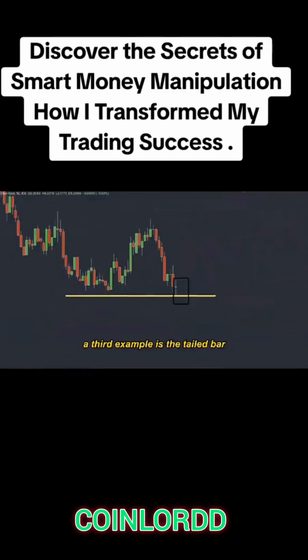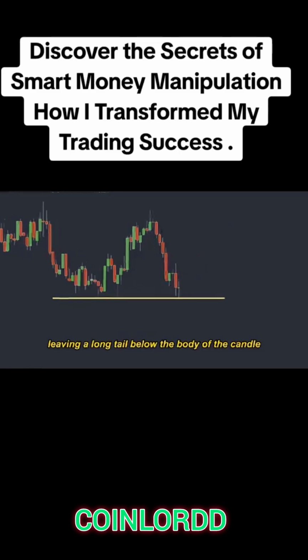Our third example is the tailed bar. Similar to the bullish pin bar, this pattern has a long tail or wick, but it can occur within a series of candles showing indecision, like dojis or small-bodied candles. When you see a tailed bar forming at a support level, it shows that there was an attempt by sellers to push the price lower, but buyers came in strongly, leaving a long tail below the body of the candle.